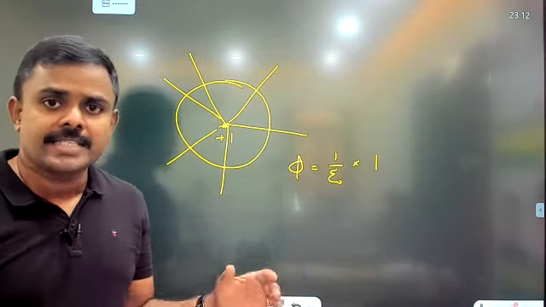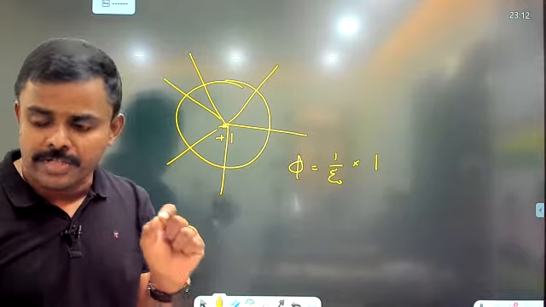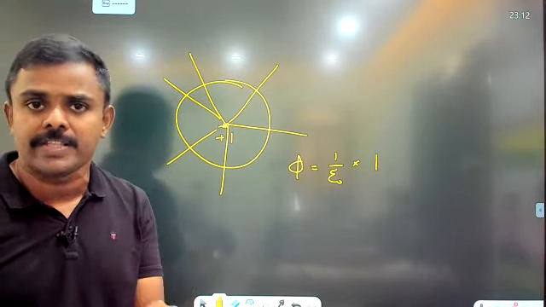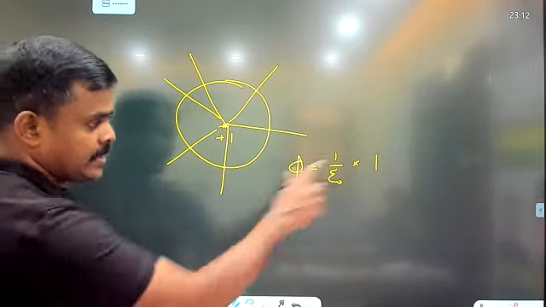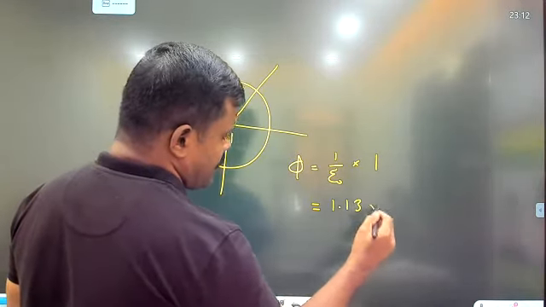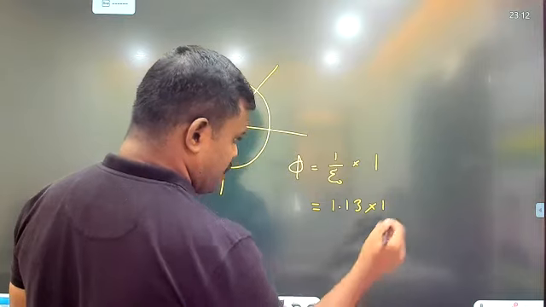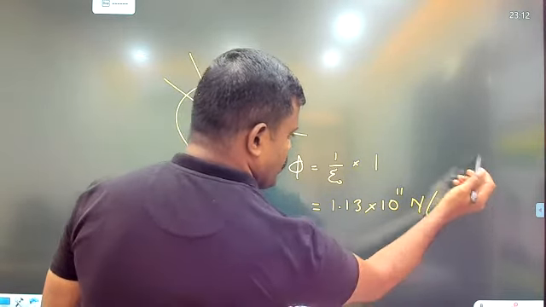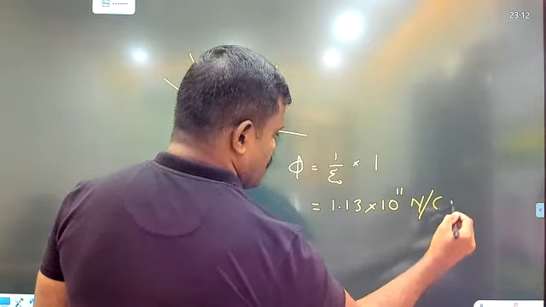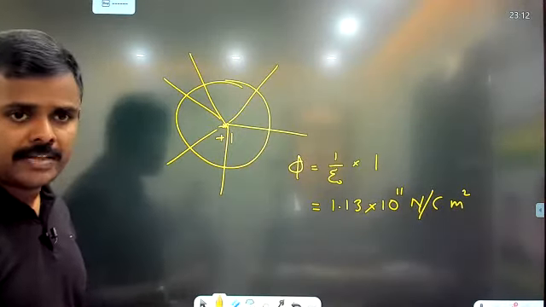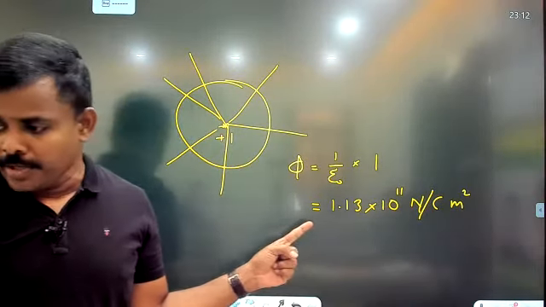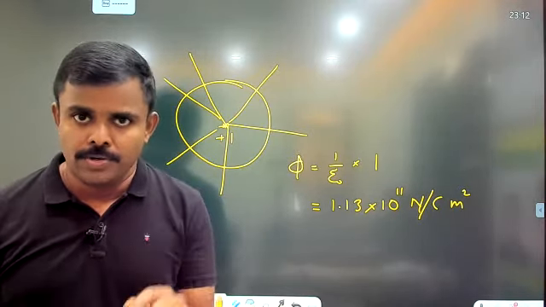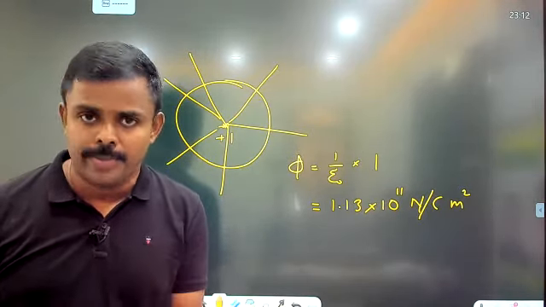Usually they ask the number of lines of force coming out of +1 coulomb, or the number of lines of force associated with +1 coulomb. 1 by epsilon 0 into 1. You solve it yourself, you're going to get this value: 1.13 into 10 power 11. This is a standard, frequently asked question. Epsilon 0 is 8.85 into 10 power minus 11. So 1.13 into 10 power 11 Newton per coulomb into meter square. This is the flux associated with +1 coulomb, or the number of lines coming out of +1 coulomb.